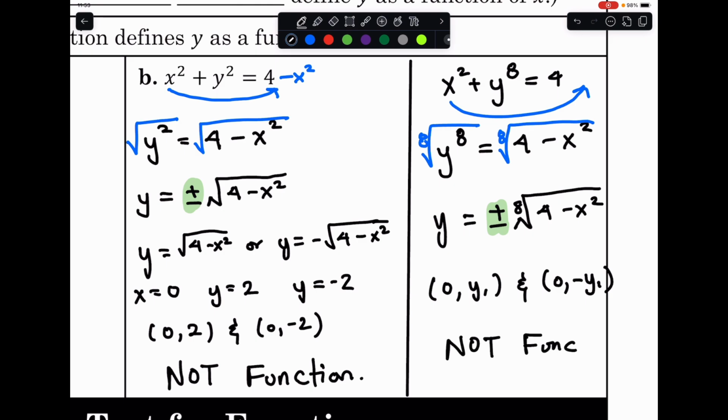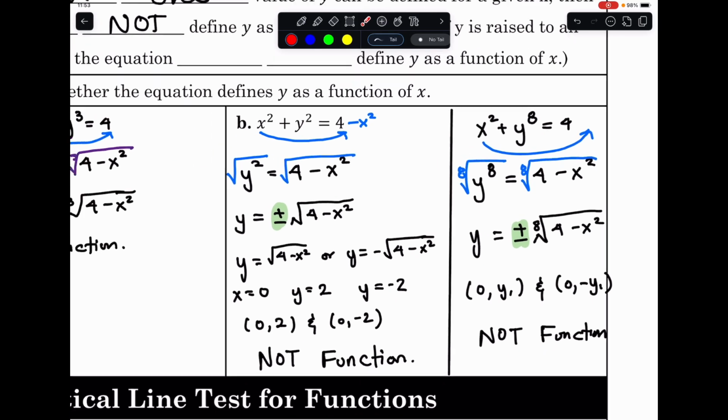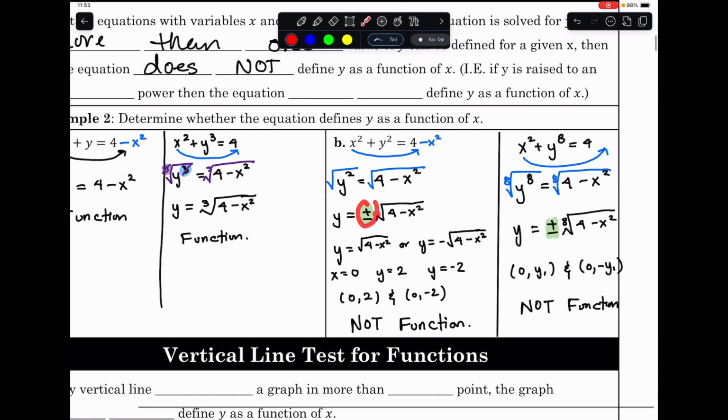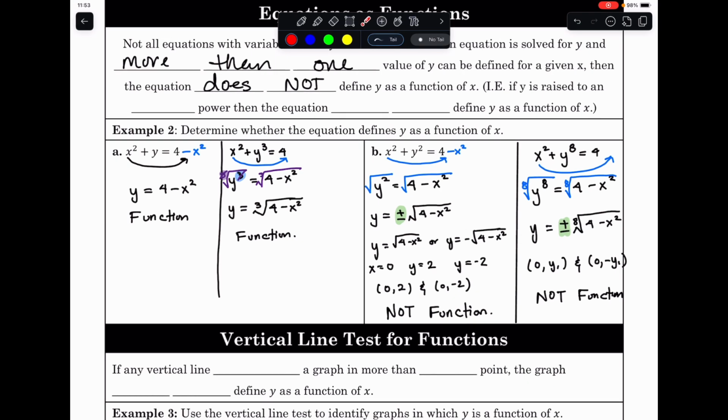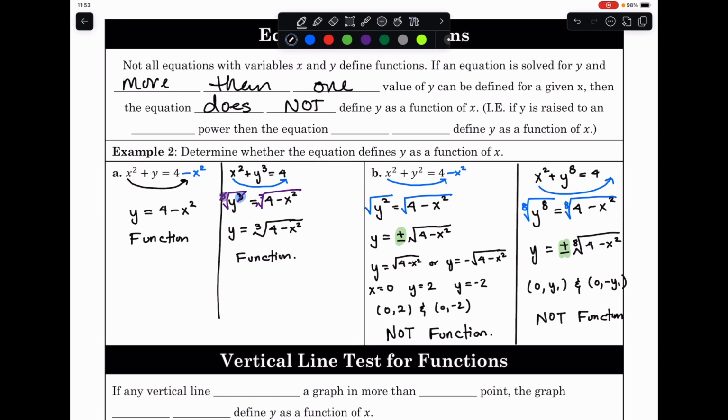Now, if you do enough of these, you'll pick up on the pattern, and you'll end up seeing a shortcut. That this again is going to result when our y value is raised to an even number. Anytime our y value is raised to an even number, then when we solve for it, we're going to end up with this possibility of a positive and negative symbol for our solution when we take the appropriate root. So as a shortcut, if you see that y is raised to an even power, 2, 4, 6, 8, doesn't matter, then the equation does not define y as a function of x.